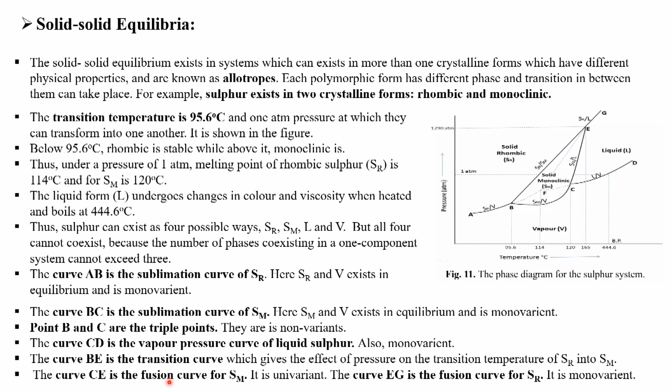The curve CE is the fusion curve of SM, because you get monoclinic sulfur and liquid coexisting along this line CE. That is why the curve CE is called the fusion curve of SM. Again it is univariant. For the curve EG, here you get solid rhombic sulfur and the liquid phase coexisting. So, the curve EG is the fusion curve of SR, and it is also monovariant.